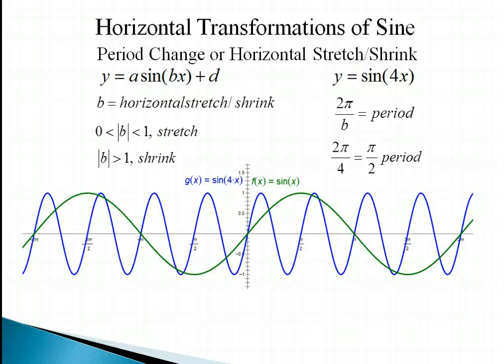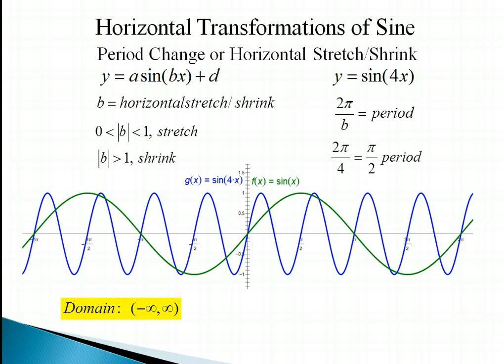Okay, so when your x value is multiplied by a number, and we're calling it b here, that's going to cause a horizontal stretch or shrink, or a period change. If the absolute value of the b value is between 0 and 1, it's going to cause the graph to stretch. Our b value is 4, so it's greater than 1, and it caused a shrink of the graph. A shrink meaning the whole graph is moved in closer to the y-axis.